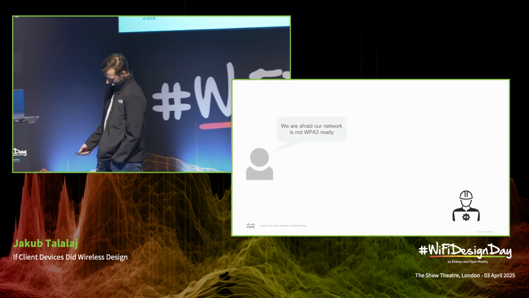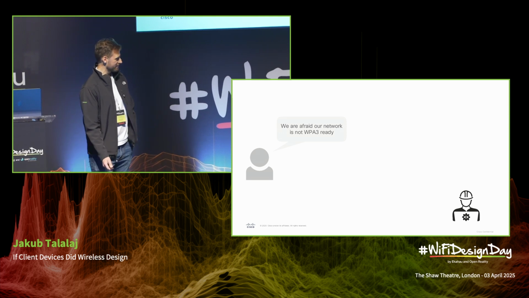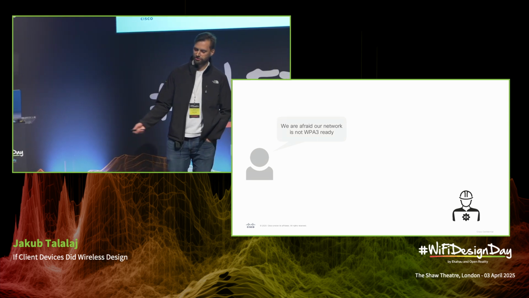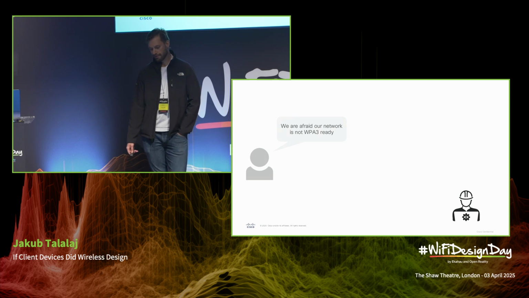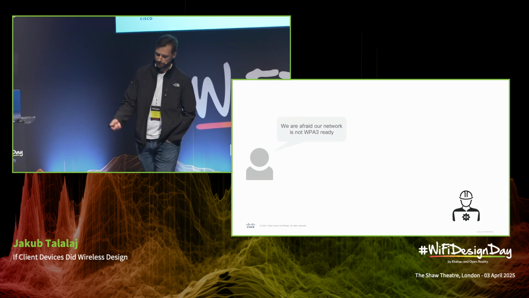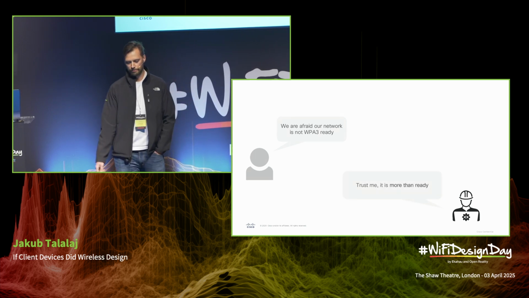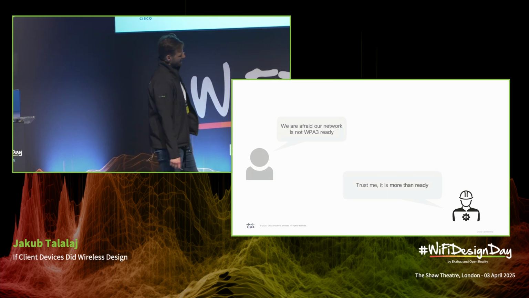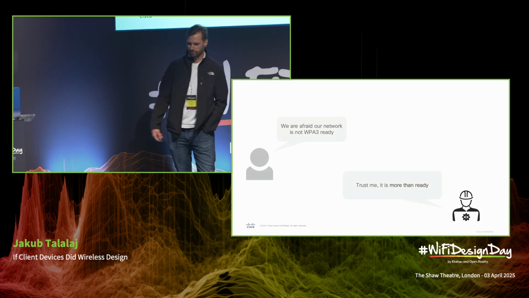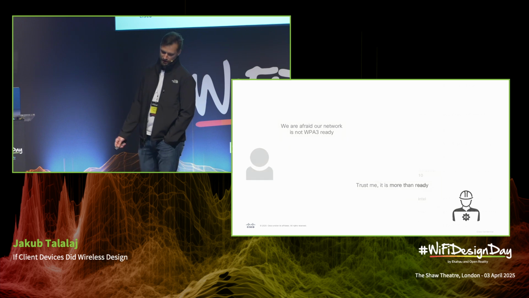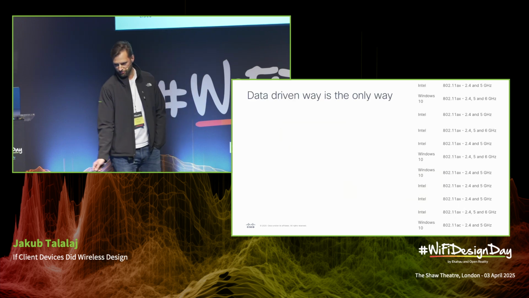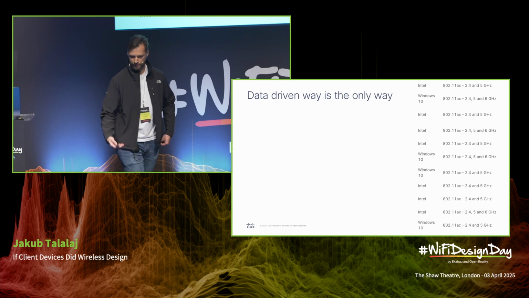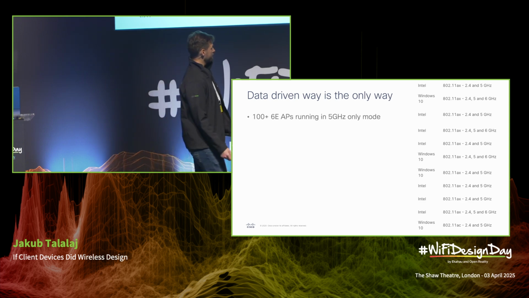We actually had an interesting conversation with one of the customers not that long ago, where they had issues on 5 gigahertz, and we told them, hey, you can go 6 gig. You have APs that are 6 gig, but you use them in 5 gig mode only. And they said, nah, we're not ready, just don't even bother, fix 5 gig for us. So I believe the data-driven way is the only way, and the moment we can put something on paper and show the stats from the network, it's a different discussion.